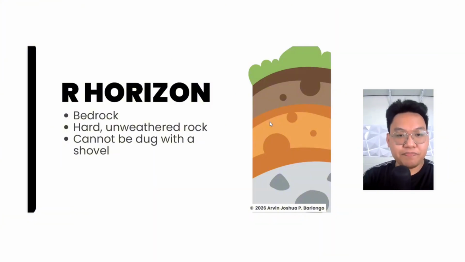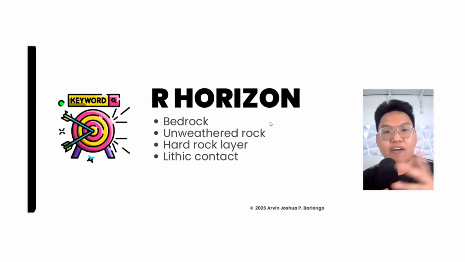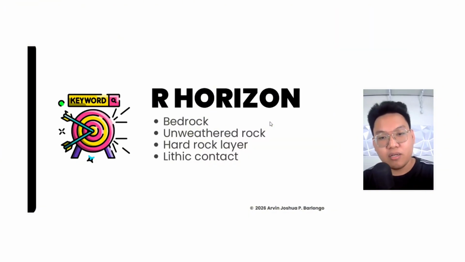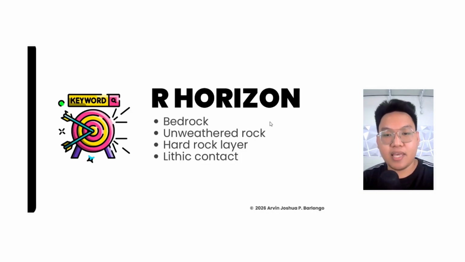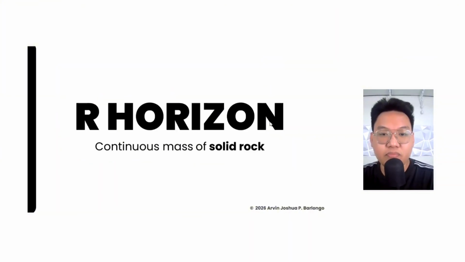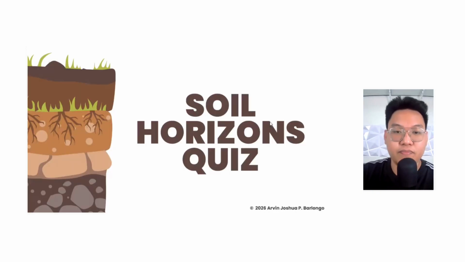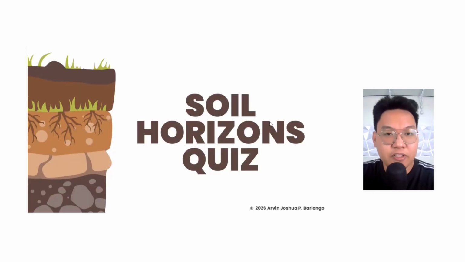So it is hard, unweathered rock, and it cannot be dug with a shovel. Kaya kulay black na yung ginamit ko dito. Ito yung mga keywords for the R horizon. So we have bedrock, unweathered rock, hard rock layer, lithic contact. So R horizon, rock. Ayun na lang yung tandaan nyo. So R horizon is composed of continuous mass of solid rock. Yun. So, ayun yung mga different horizons natin.